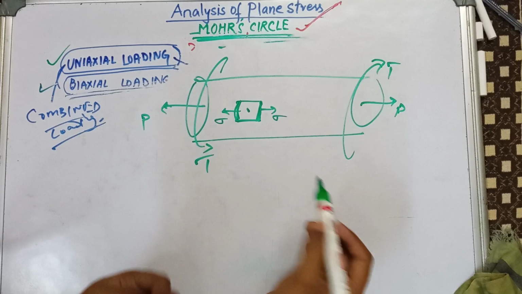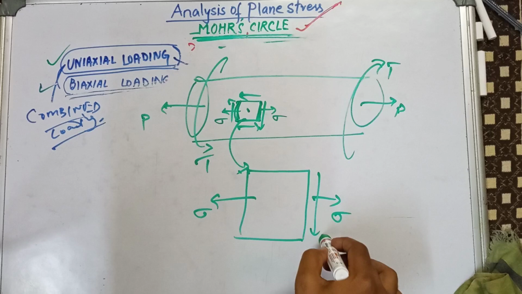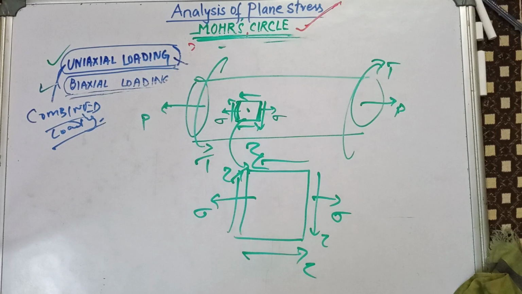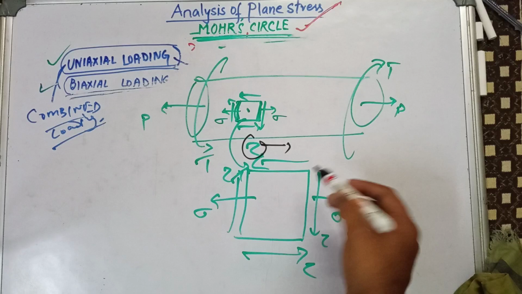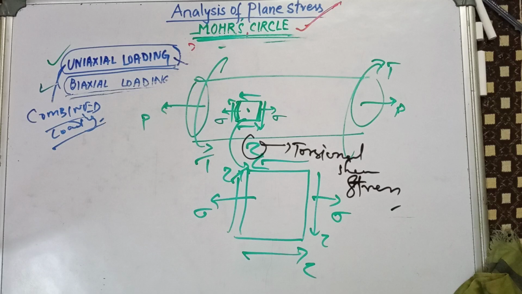So if I draw the state of stress, it will look like this only. Sigma, sigma. There is shear stress tau, tau, tau, tau. There will be shear stress like this. Is it clear? But remember, in this case, this tau is not the direct shear stress. It is from the torsional shear stress. You need to find the value from the torsion equation, my dear.